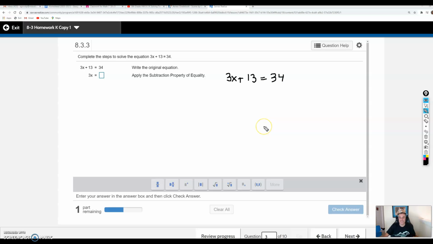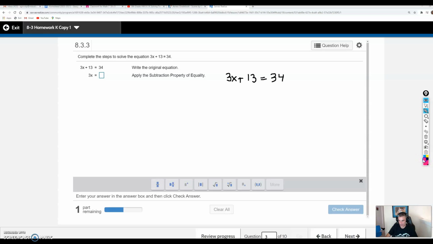Okay, so this is a two-step equation, and we know from previous videos that in two-step equations, we always want to undo the addition or subtraction first. Another way of thinking about it is we always want to get rid of the number that doesn't have the variable attached. So right here I have a 3x and a 13. The 13 has no variable attached to it, so we want to get rid of that, and we're going to use addition or subtraction to do that.